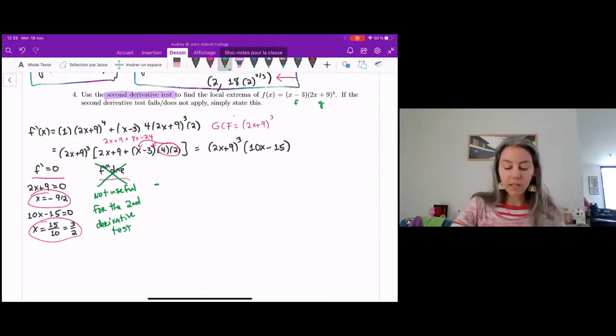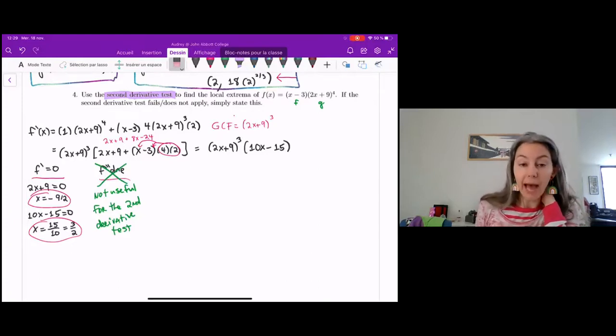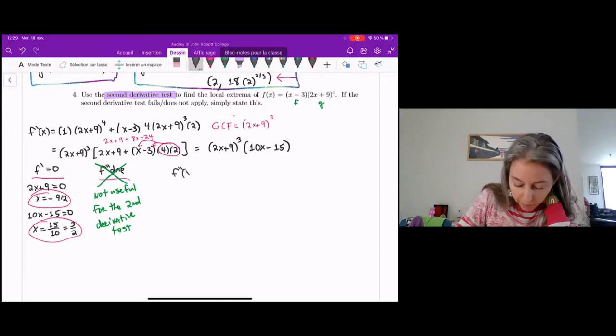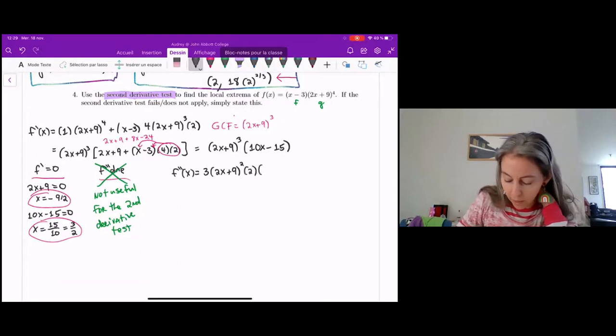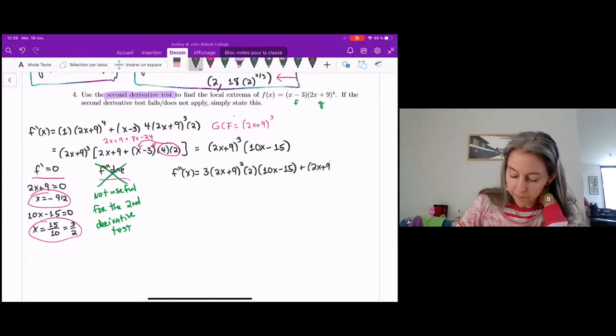Okay, now I'm going to plug these values into the second derivative. And in order to do that, I need a second derivative. So now I'm going to take f double prime of x, and I'll have 3 times (2x plus 9) squared times 2 times (10x minus 15) plus (2x plus 9) cubed times 10.